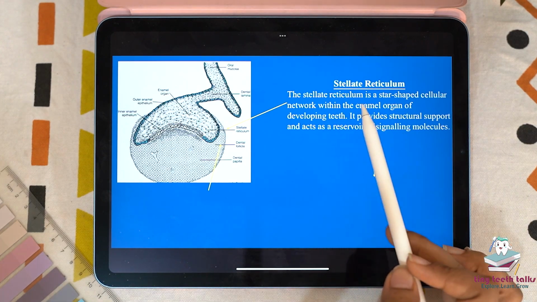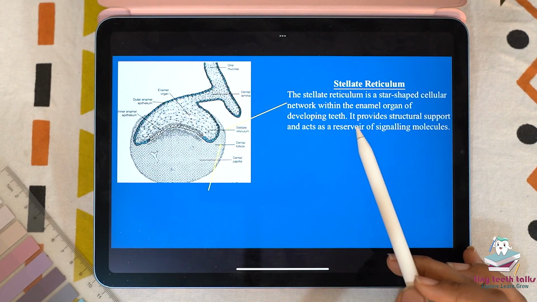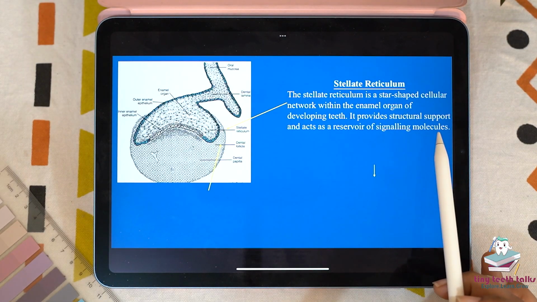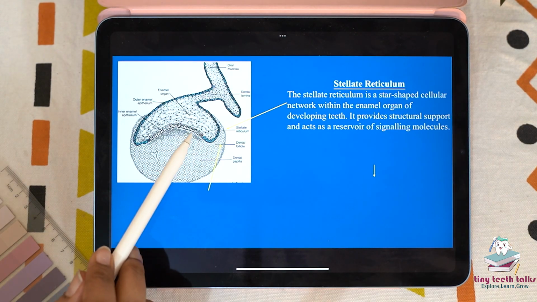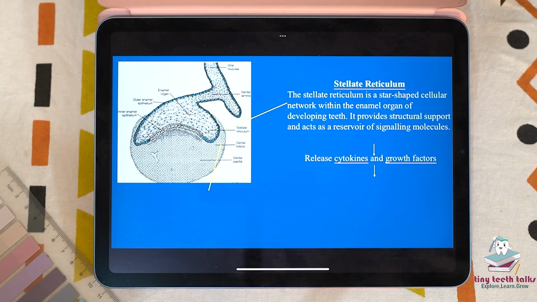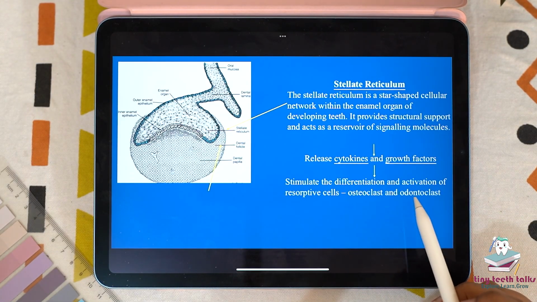The stellate reticulum is a star-shaped cellular network within the enamel organ of the developing tooth. It provides structural support and acts as a reservoir of signaling molecules. They release cytokines and growth factors. Cytokines are signaling proteins, and different cytokines stimulate and differentiate different cells. These cytokines and growth factors stimulate the differentiation and activation of the resorptive cells, which are osteoclasts and odontoclasts.